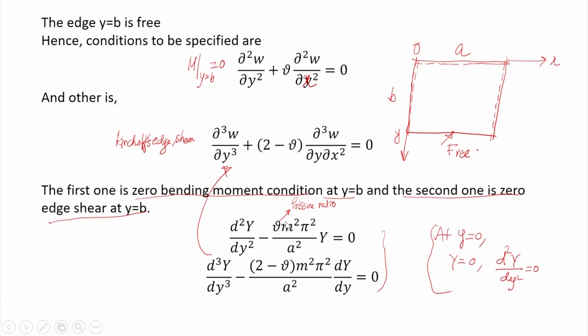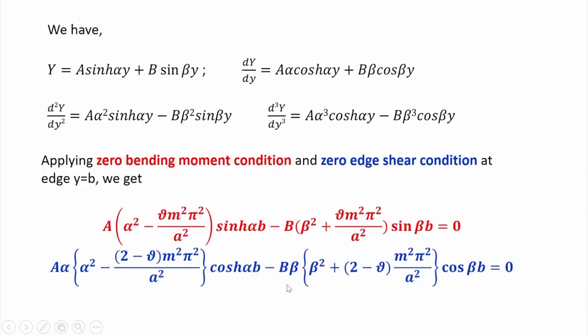So after finding these two equations, now we can write the derivative of this Y function, which is now reduced to a function of two unknown constants, say A and B. So easily we can obtain the derivatives dY/dy, d²Y/dy², and d³Y/dy³.